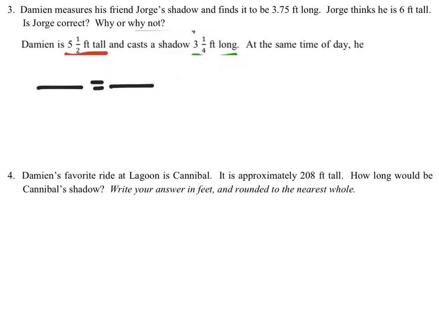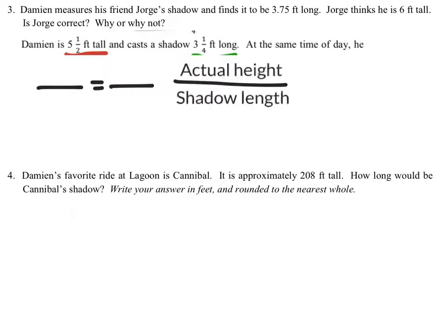Alright? Now, in the previous couple problems, each fraction was written as an actual height to shadow length comparison. So I'm going to keep it this way, alright? So it says that Damien is 5.5 feet tall, so my first fraction will be Damien's measurements. So we got 5.5 right here. And then we got Damien's shadow at 3.25 feet long. Then we'll compare his friend, who finds his shadow is 3.75 feet long.